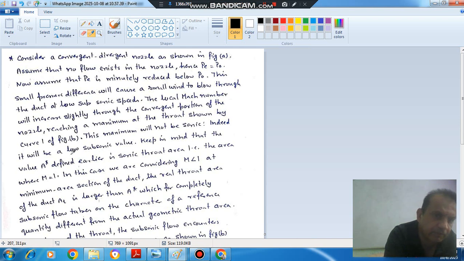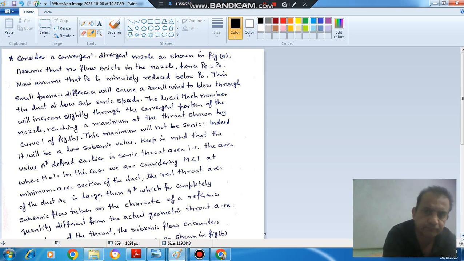Indeed it will be a low subsonic value. Keep in mind that A star defined earlier is the sonic throat area. That is the area where M is equal to 1. In this case we are considering M less than 1 at the minimum area section of the duct. The real throat area of the duct AT is larger than A star, which for completely subsonic flow takes on the character of a reference quantity different from the actual geometric throat.